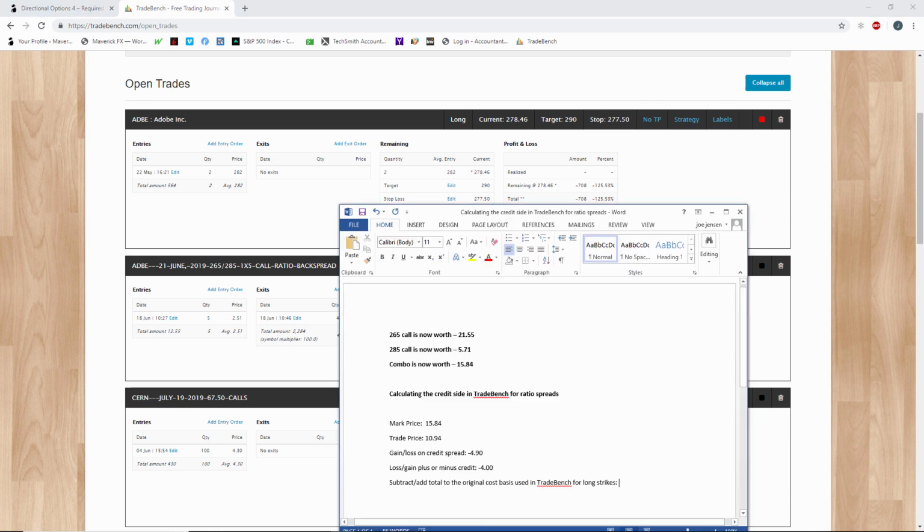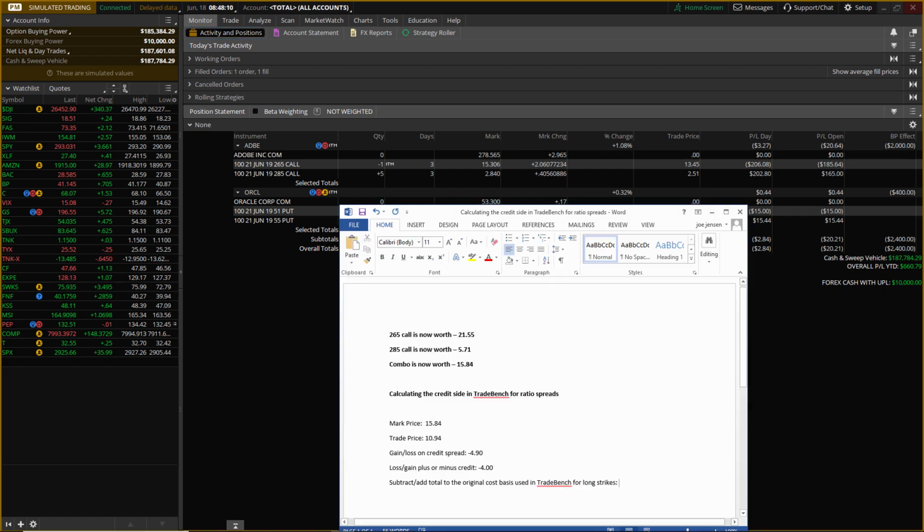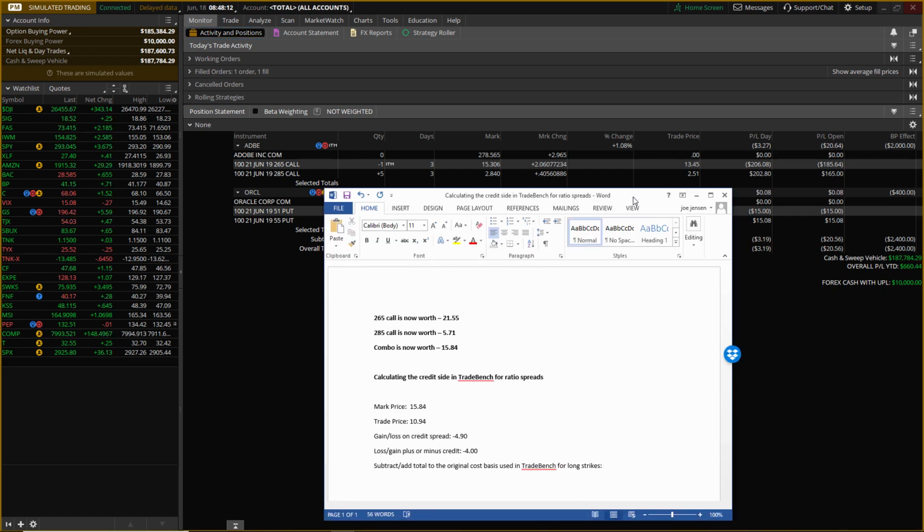And let me go to our worksheet. And let me go to our trade. Now the next thing we need to do, we need to subtract or add the total to the original cost basis used in Tradebench for the long strikes. Right? So we have to take $2.51 and minus our loss just the line above of $4.